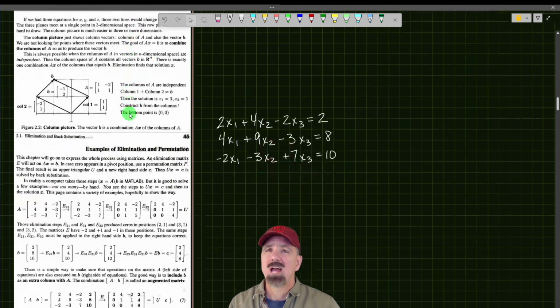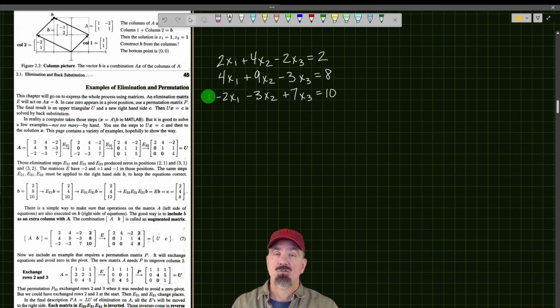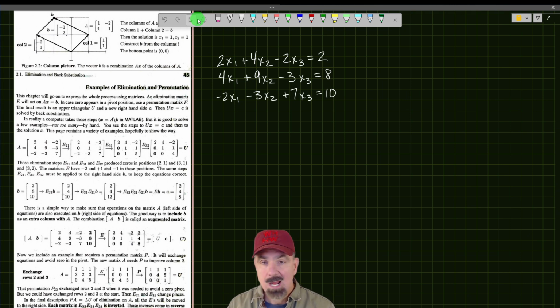All right, what I want to do now is spend the rest of our time working through this example on page 45. So I've written this set of equations down. It's exactly the set of equations that he has here. And what we're going to do is just walk through this entire idea of how we approach these types of problems. And we'll talk more about this in the next lesson as well.